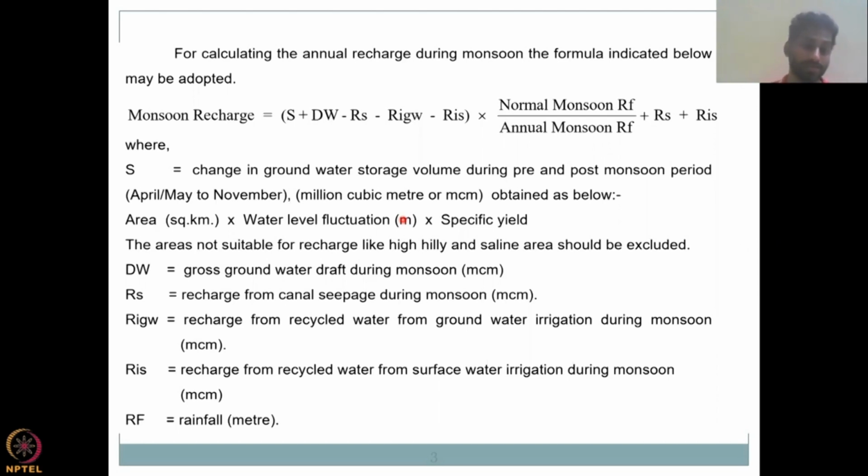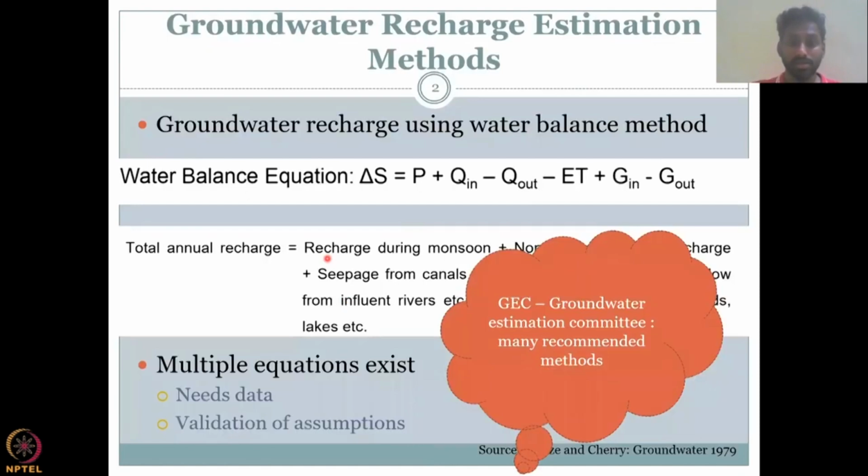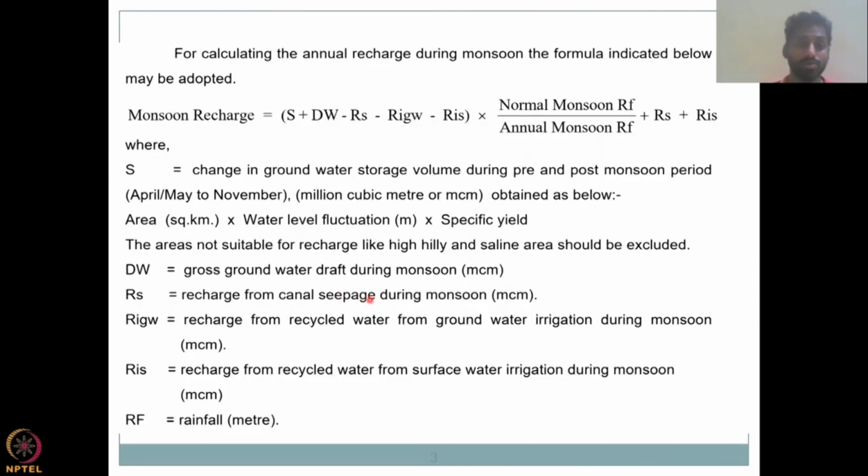Because what do you want to do on the left? On the left, you have only monsoon recharge, which is recharge coming from rainfall. So it is very important not to double calculate your recharge. If you're doing a recharge estimation here and another recharge of seepage here, you're double calculating the seepage. So very, very carefully do it.